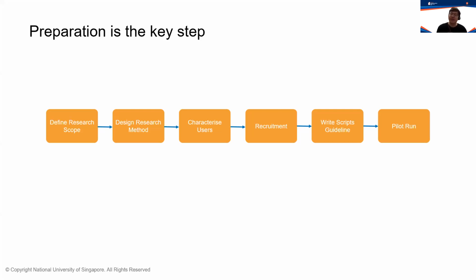So the first thing we have to do for the preparation is to define the research scope, right? Are we going to do a very large group of user interviews? Are we going to do only regional, or only one country, or only one type of user? So defining the research scope is the beginning of user interview preparation. You've got to understand how much time and budget you're going to put into this research.